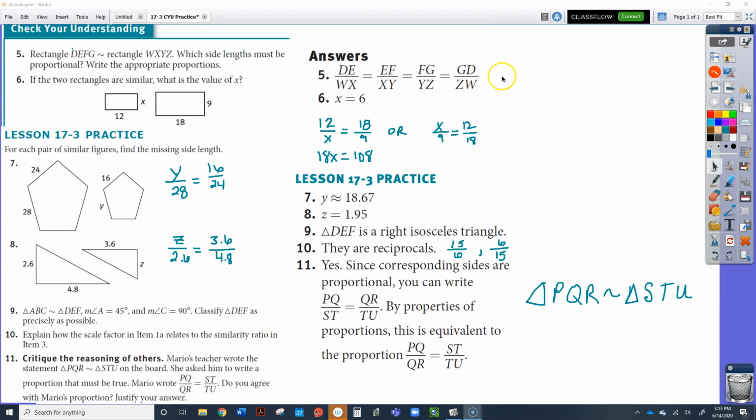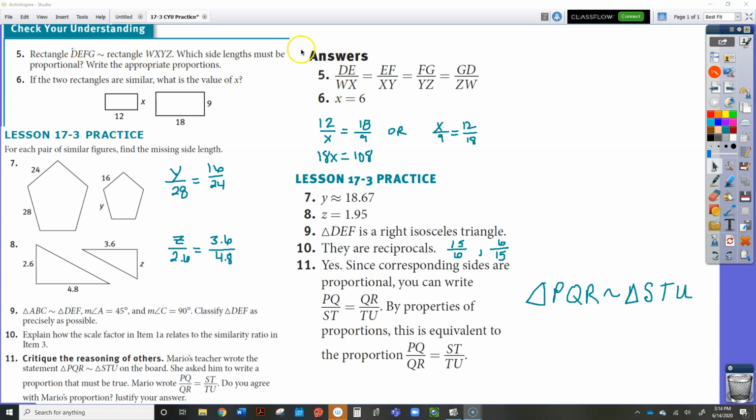Could they be upside down? Yes. You could put ZW over GD. But if you put ZW on top and GD on bottom, then all of these other ones that are on bottom will have to be on top in their ratios. The easiest way to do this is just pick the first 2 letters, DE, put those on top, pick the first 2 letters from here, put those on bottom.